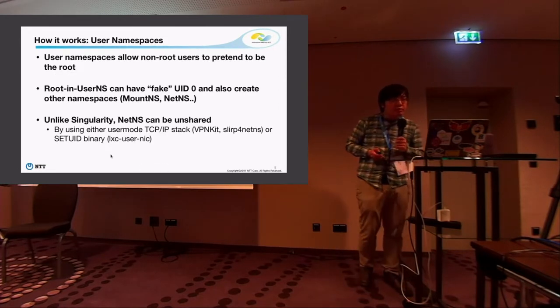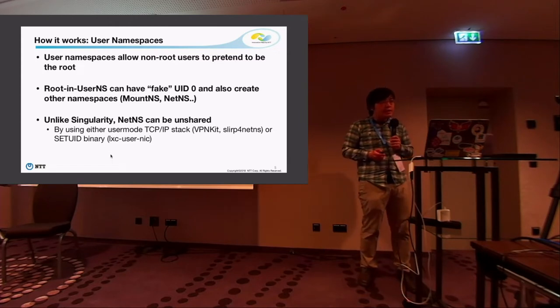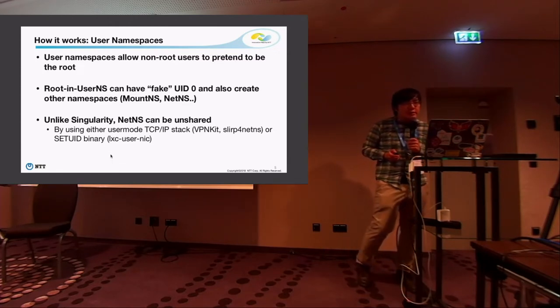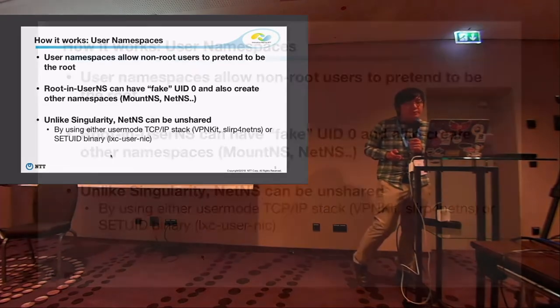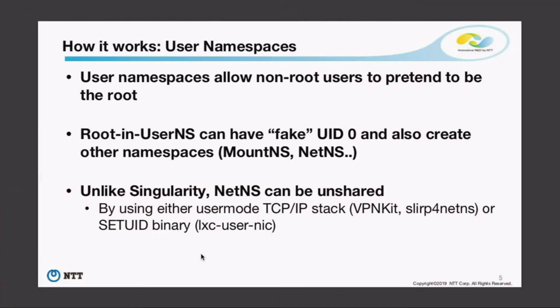Rootless mode is implemented using user namespaces, which is a Linux kernel feature that allows a non-root user to pretend to be the root user. With a user namespace, an unprivileged user can have a fake UID 0 and also create other namespaces, such as mount namespaces and network namespaces. This is very similar to how Singularity works with --userns. But unlike Singularity --userns, we support unsharing network namespaces.